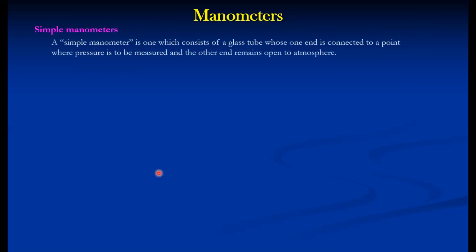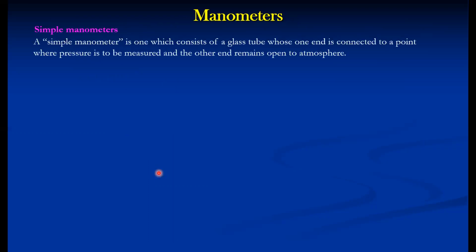We can see them one by one. First of all, we'll see the simple manometer. It works on the principle that one end of the tube is connected to the point where the pressure is to be measured. It mainly consists of a glass tube. The glass tube has two ends. One end is connected to the point where the pressure is to be measured, and the other end remains open to the atmosphere.